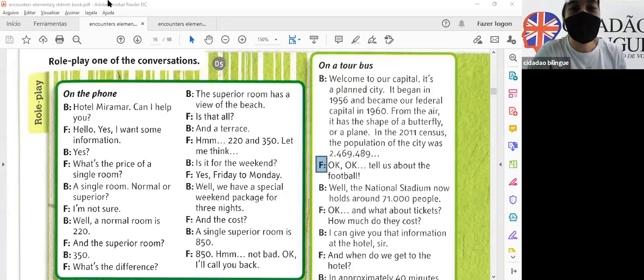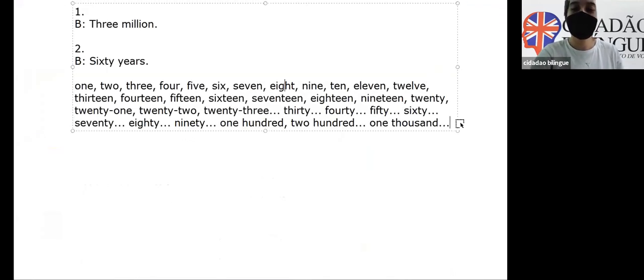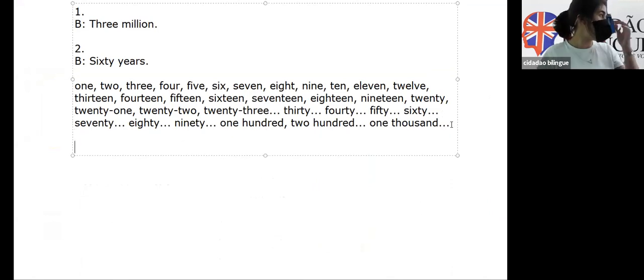Stop. Just a second. There's something that I told you guys before and you don't remember. Uma coisa que eu falei para vocês antes e vocês não se lembram, né? Before the year 2000, antes do ano 2000, how do we say years? Como que a gente fala os anos?